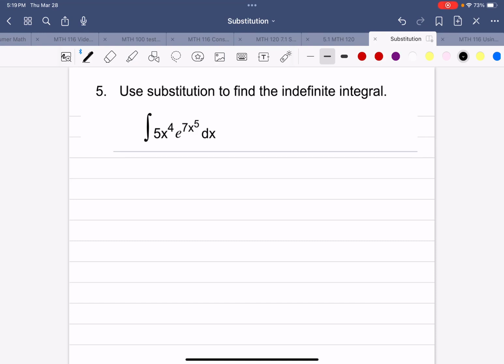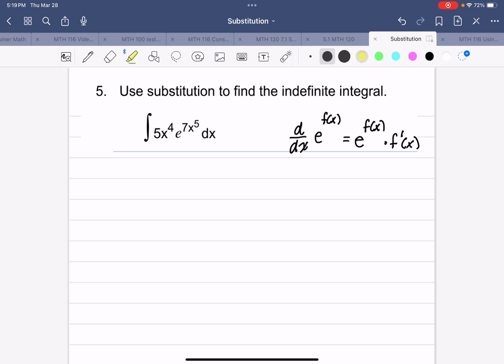Example 5. Use substitution to find the indefinite integral of 5x to the 4th e to the 7x to the 5th dx. Now think about when you take the derivative of an e to the f of x function. Remember, this is going to require the chain rule. It's going to be e to the f of x, and then we chain on, or times, the derivative of the exponent. So we're going to need substitution to do a function like this.